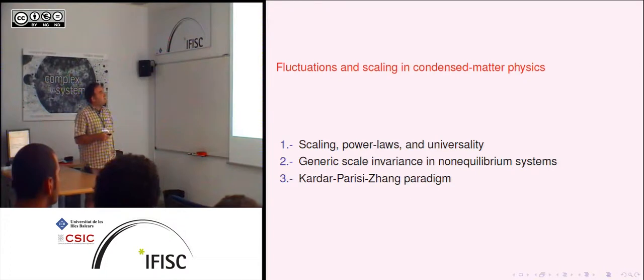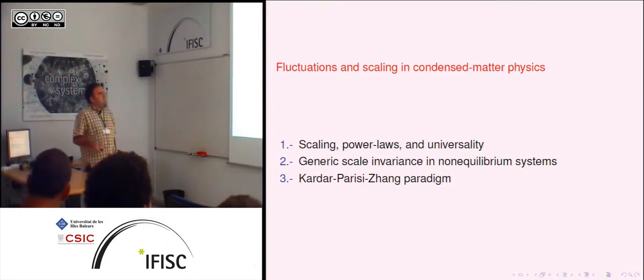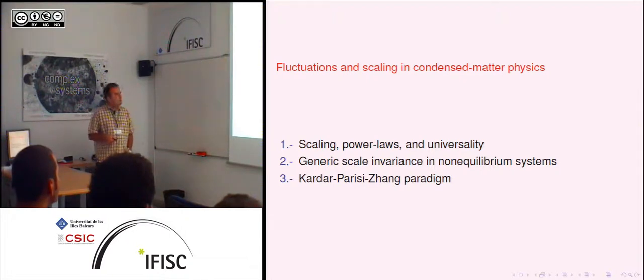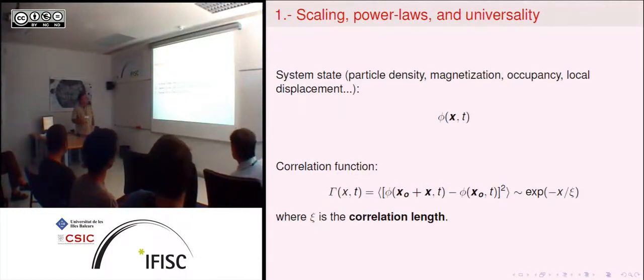The outline of my talk is I will discuss a little bit general questions about scaling, power laws, and the concept of universality. In a second part, I will talk about what a generic scaling invariance is and how it takes place in equilibrium and non-equilibrium systems. And in particular, we will talk a little bit about one of the paradigms of scaling invariance, which is the Carnot precision equation.